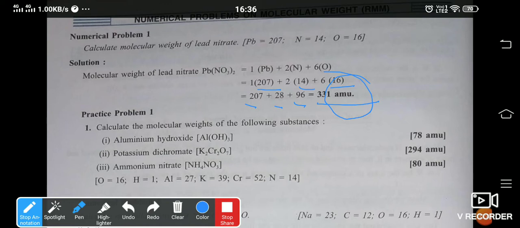I hope that students, you have recalled the process. So let's try solving some of the questions so that we can have a grip over this concept. Now my question says, calculate the molecular weight of the following substances. I will help you out. I'll be very slow so that you can write the question also and start solving it by yourself. The first compound given is aluminum hydroxide, Al(OH) thrice.